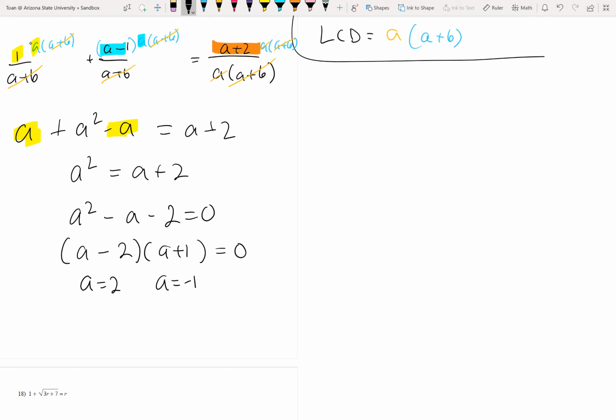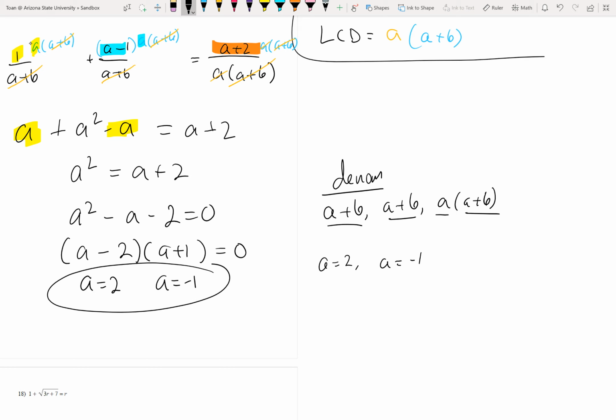Now, when it comes to rational equations, you really don't have a choice. You must check your answers. And you really only need to check it against the denominators. So the denominators that we were working with were A plus 6's, A plus 6, and A plus 6. If at any moment your potential answers here, A equals 2 and A equals -1, make any of these factors equal to 0, you have to throw them away. But notice if you plug in A equals 2 or A equals -1, none of those guys will equal 0, so we're safe, we're good. Both of these guys are good answers.